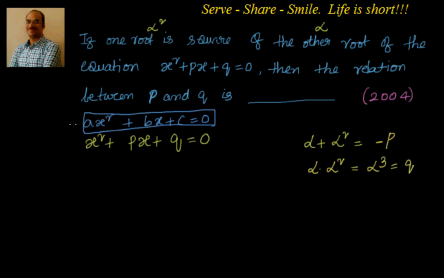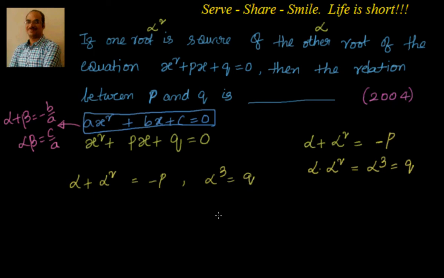So what's the relationship we are giving here? We are saying that alpha plus beta equal to minus b by a, and alpha beta equal to c by a. By leveraging those properties, we found that alpha plus alpha square is minus p and alpha cube equal to q. Let's come down and write them now. So we know that alpha plus alpha square is equal to minus p, comma, alpha cube equal to q.